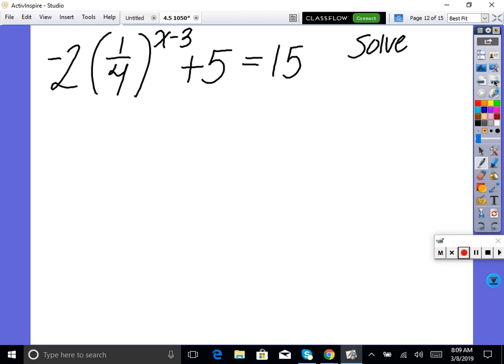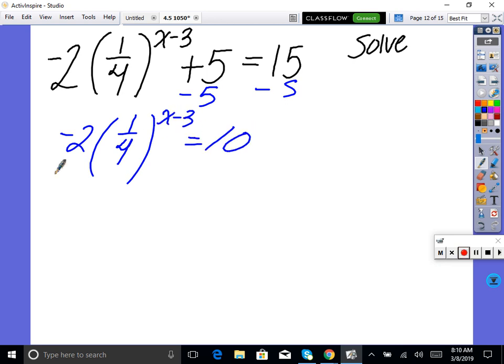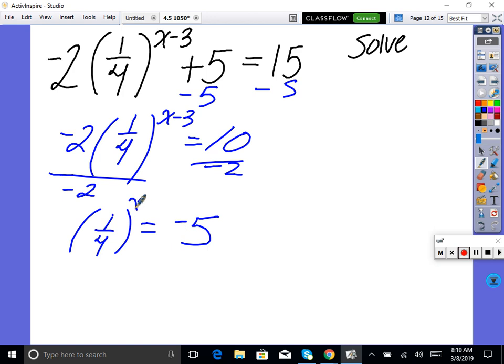All right. Go ahead and try this one by yourself, please. Answer? So your answer is? No solution. So we subtracted 5, right? And then we had negative 2 times log base 1/4 of x minus 2 equals 10. Divide by negative 2. So then we have base 1/4 raised to the x minus 3 equals negative 5.